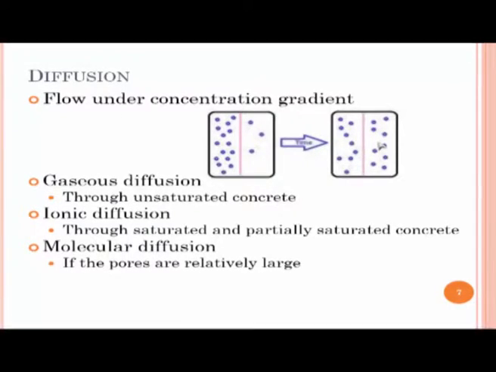Ionic diffusion happens through saturated and partly saturated concrete, like chloride diffusion. Molecular diffusion can happen if the pores are relatively large and the molecules can actually move in through the porous system without undergoing much hindrance or blockage, okay. So gaseous diffusion is essentially through unsaturated or partially saturated concrete. Ionic diffusion happens through saturated concrete, mostly, even though I say partially saturated, mostly completely saturated concrete, and then molecular diffusion happens if the pores are relatively large, okay.